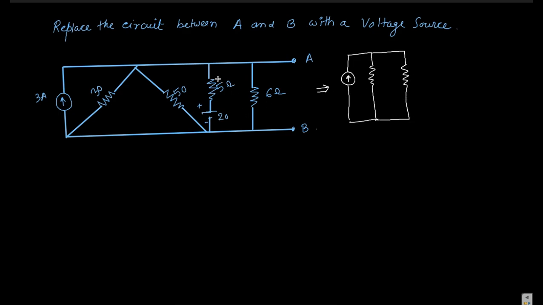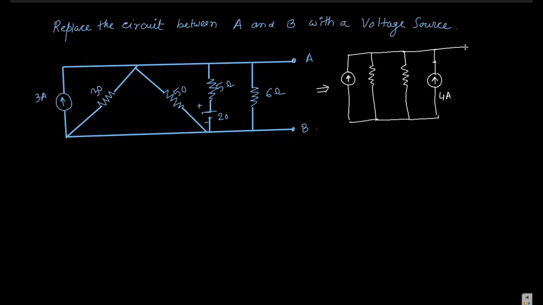Now you can convert this voltage source into the current source. If the voltage source is converted into the current source, the resistance stays intact, and the change occurs in the magnitude. When converted, I is equal to V by R. So V is 20, R is 5, so the magnitude of the current source is 4 ampere.